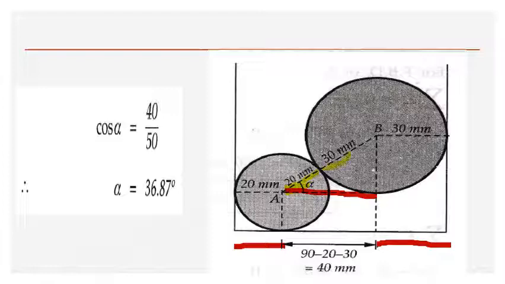Here, so these radii are 20 and 30, so 50. So alpha is 36.87. Okay, find out the angle.